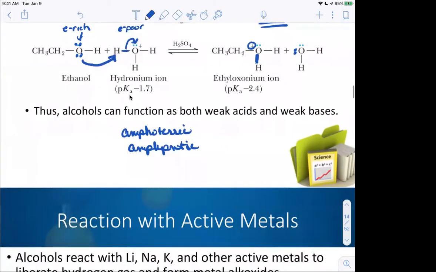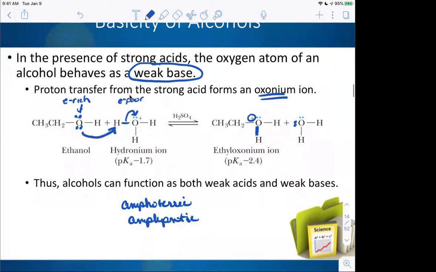At this point, we're going to stop here, and we'll come back in a little bit and look at reactions of alcohols. So here is enough to get you started on chapter 8. I'll see you very soon.